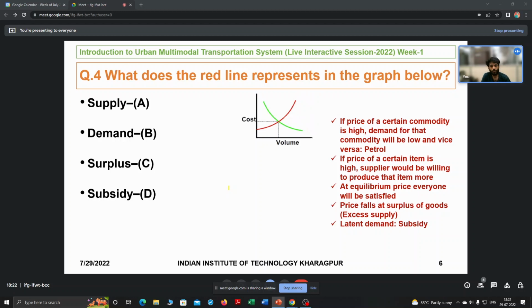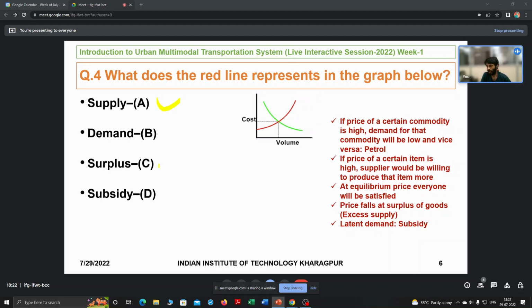So then if you see, the curve is this. As the price increases, the supply also increases, right? But this is the opposite thing, right? Although this red line represents the supply curve, so it would be the correct option for this. But we shall discuss also what is surplus and subsidy, right?